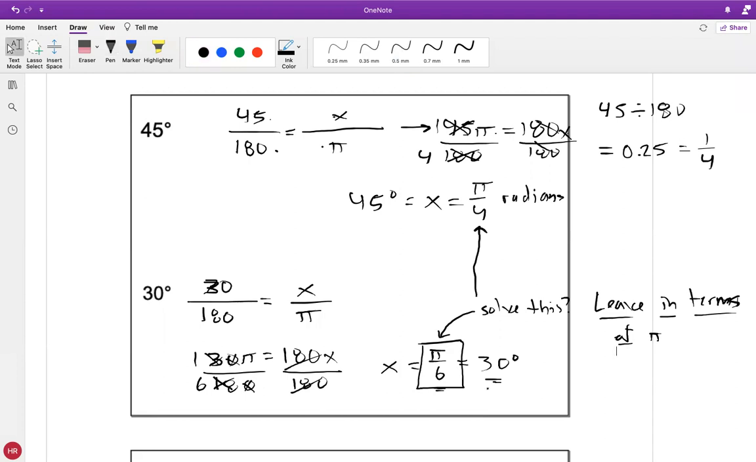If I put pi over 6 into my calculator, I get this decimal, which is like 0.52359877, blah, blah, blah. I don't want that. That's like an approximation to this number. This number is exactly pi over 6. Leave it as pi over 6. This is how we convert degrees to radians. You use this little proportion.